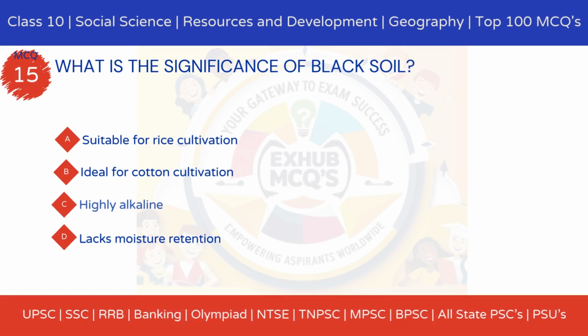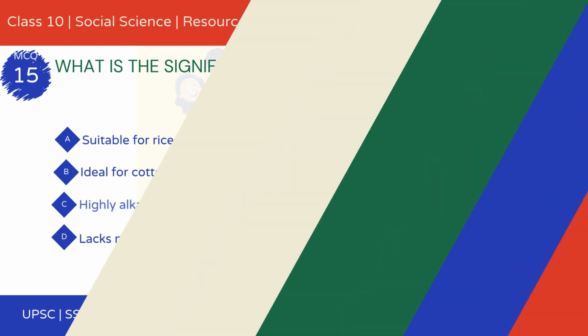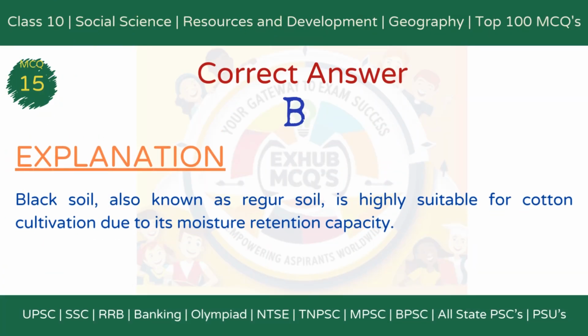MCQ 15. What is the significance of black soil? Option A, suitable for rice cultivation. Option B, ideal for cotton cultivation. Option C, highly alkaline. Option D, lacks moisture retention. The correct answer is option B, ideal for cotton cultivation. Explanation. Black soil, also known as regur soil, is highly suitable for cotton cultivation due to its moisture retention capacity.